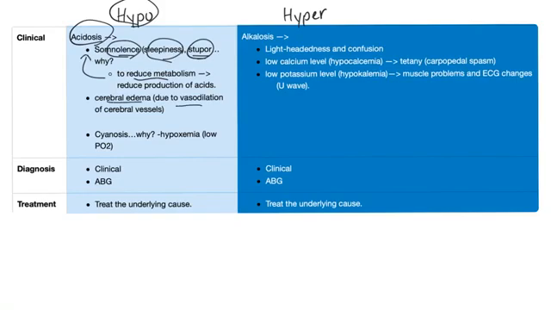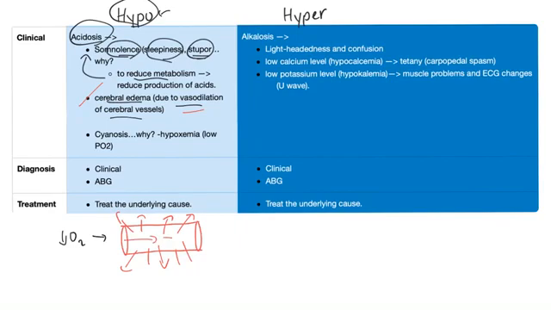Cerebral edema. Why? Due to vasodilation of cerebral vessels. Because when you have hypoventilation, you probably have hypoxia. When you have hypoxia, every single organ will vasodilate, including your brain, except the lung. The lung vasoconstricts in response to hypoxia. But we're talking about the brain. The brain will vasodilate. When you vasodilate, you increase the probability of fluid rushing out, increased hydrostatic pressure, because you're bringing more blood into the vessel.